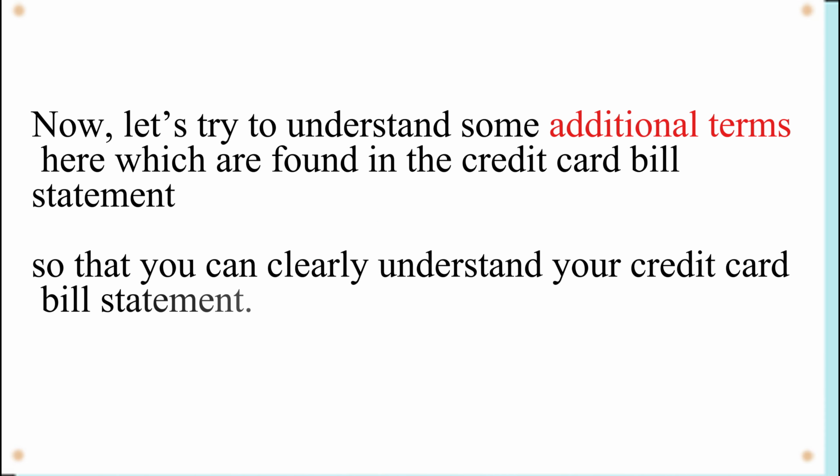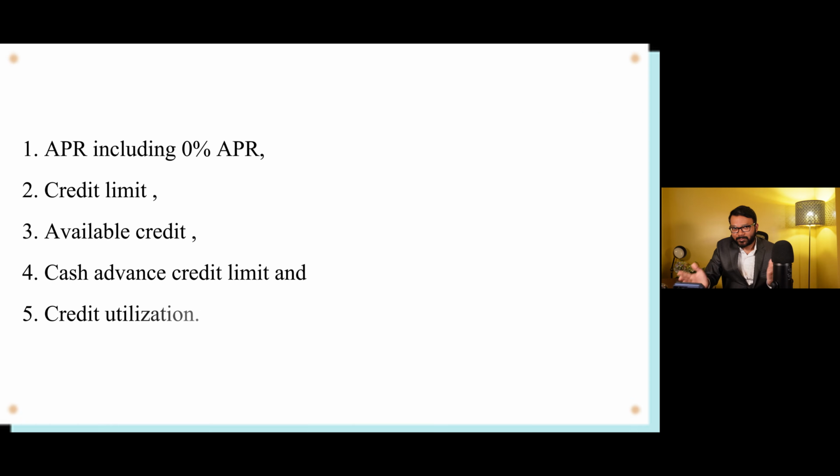Now let's try to understand some additional terms here which are commonly found in the credit card bill statement so that you can clearly understand your credit card bill statement. They are APR, including 0% APR, credit limit, available credit, cash advance credit limit, and credit utilization.